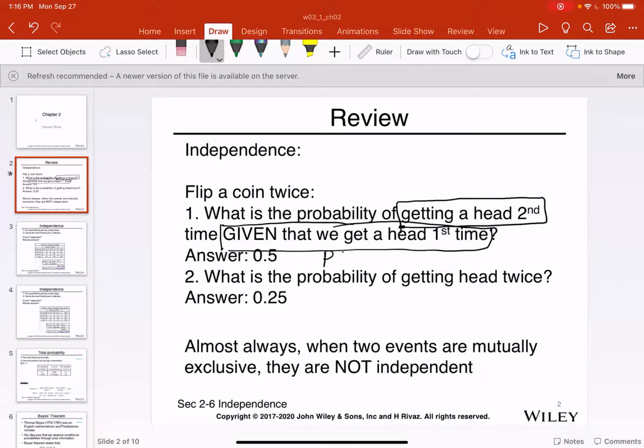of getting a head in the second flip, given that the first flip is a head, right? We got a head. So, flipping a coin is an independent event. It doesn't matter what you got in the previous flip. So the probability is always 1 divided by 2. Right? Even if you flip a coin 100 times and you get a head all 100 times, the probability of getting a head the 101st time is still 1 divided by 2.